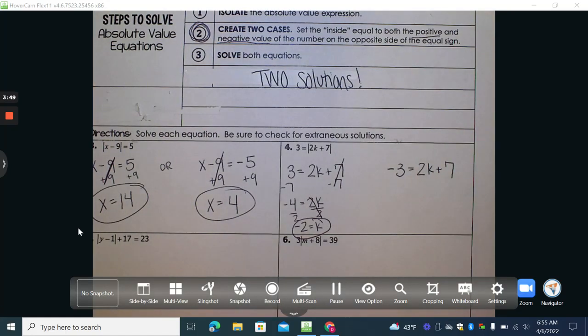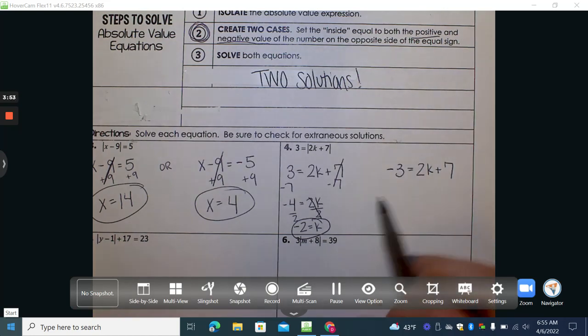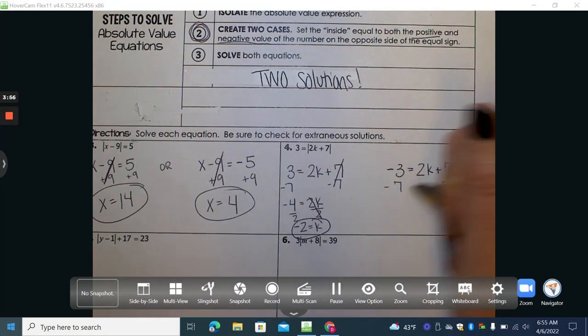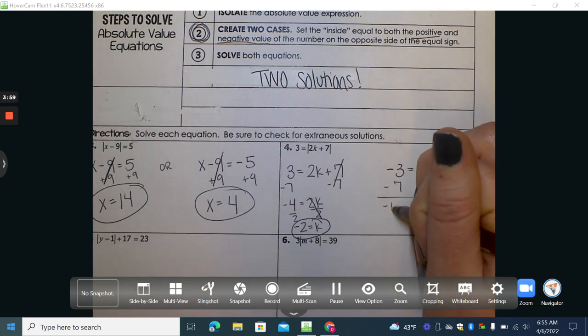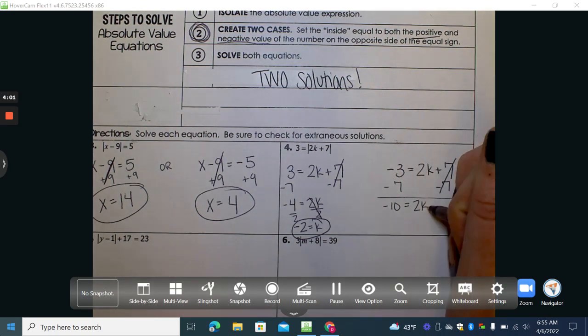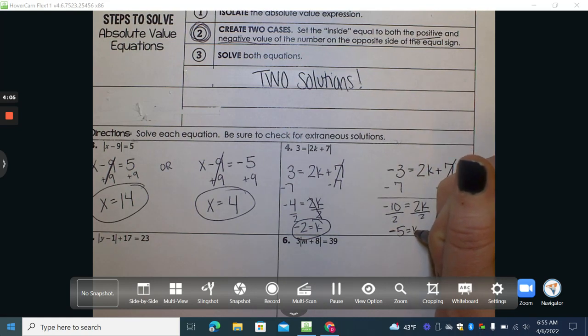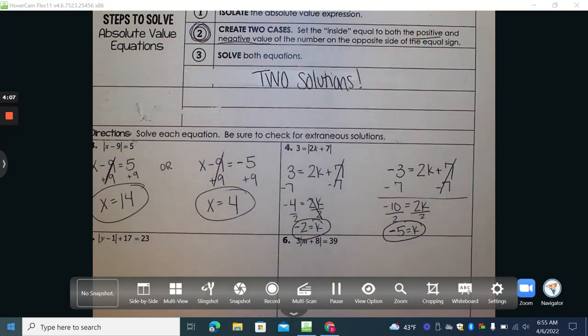Then I'm going to do the same thing with the other side. I'm going to do the same steps, just I'll get a different answer because I'm starting with negative 3. So this time when I subtract 7, I get negative 10 equals 2k. And when I divide by 2, I get negative 5 equals k.